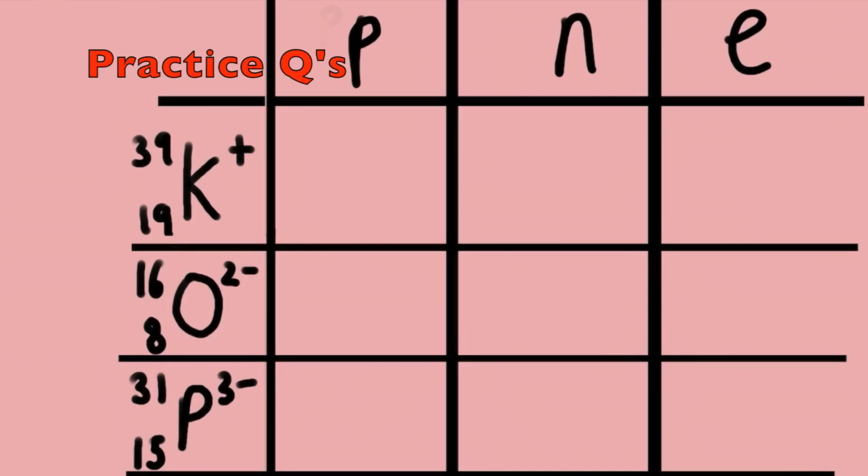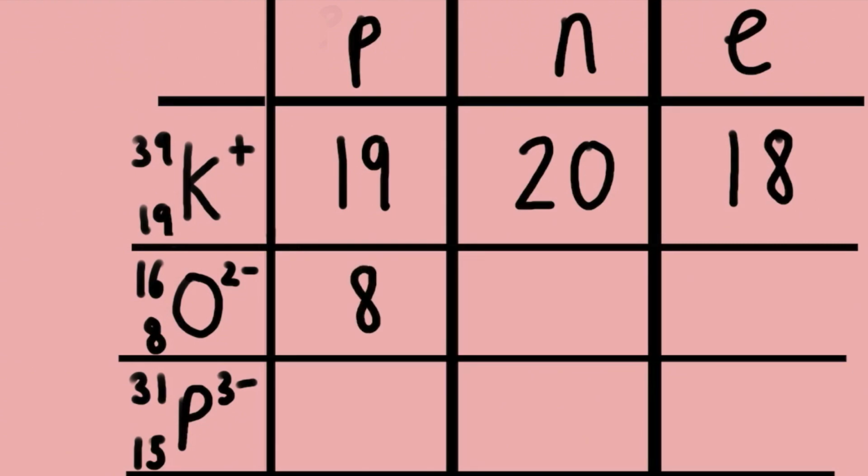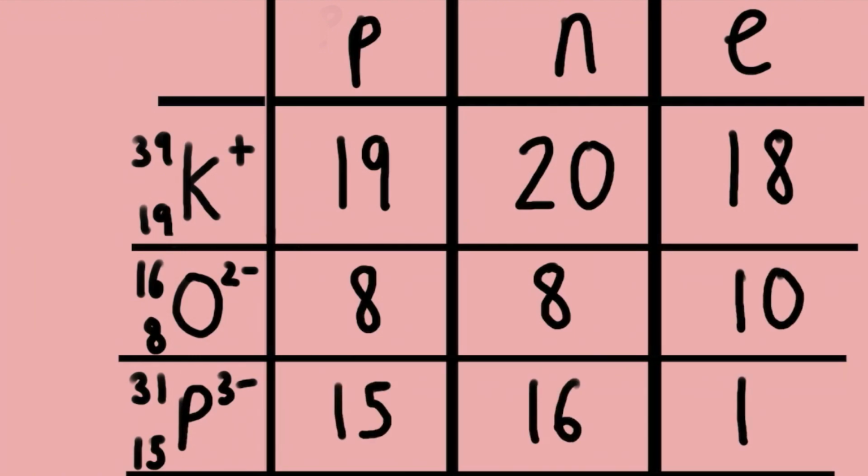Pause the video now and practice figuring out the number of protons, neutrons and electrons in the following ions. Potassium has 19 protons, 20 neutrons and 18 electrons. The oxide ion has 8 protons, 8 neutrons and 10 electrons. The phosphide ion has 15 protons, 16 neutrons and 18 electrons.